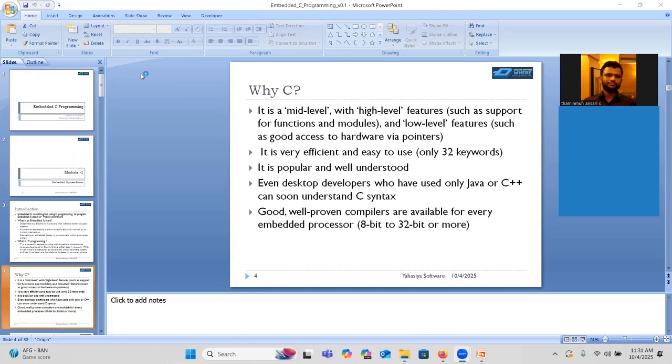It was part of academics before. Right now, people are moving to Python. But when we did engineering in those days, we had to write a paper in C. I don't know the current situation. It was like that at that time. It is popular and well understood. Even a desktop developer who has used Java or C++ can soon understand the C syntax.